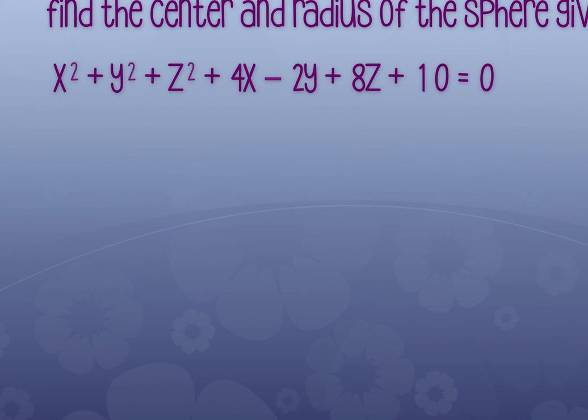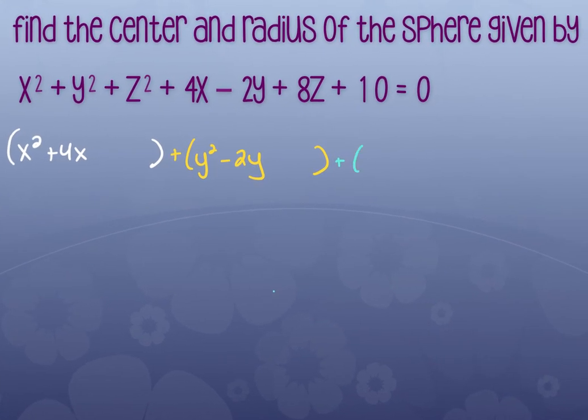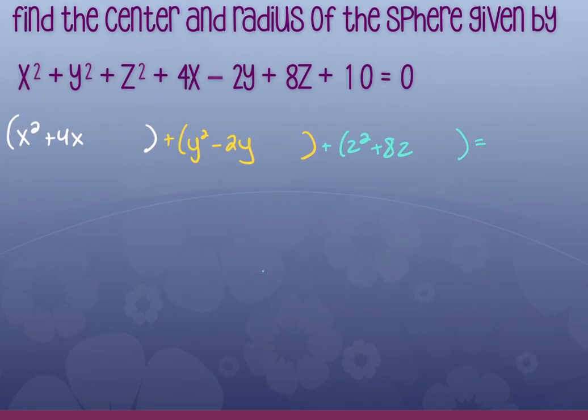But we're going to group them. So we're going to group the x squared and the 4x. We're going to leave this space because we're going to fill it in. We're going to group the y squared and the negative 2y. And we're going to group the z squared and the positive 8z. And bump the 10 to the other side so it becomes negative 10. So then I find the third term 3 times.